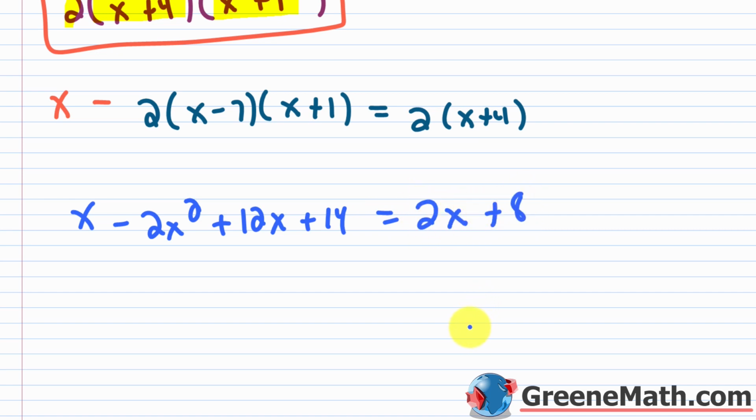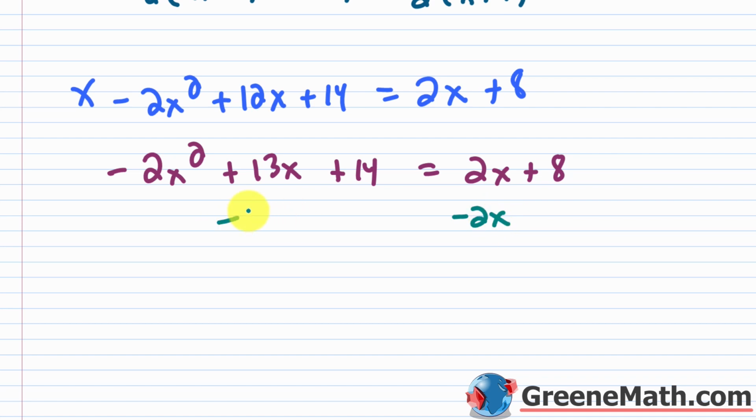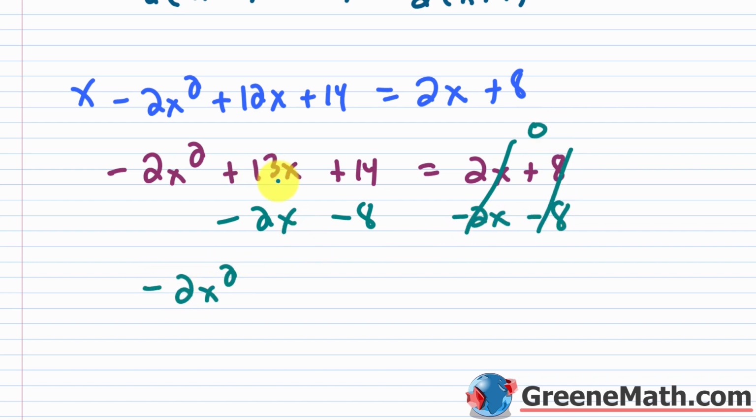Okay. Now thinking about simplifying here, on the left-hand side, I have x plus 12x. That's going to be 13x. So let me write negative 2x squared, and then basically plus 13x, and then plus 14. And this equals your 2x plus 8. I'm going to subtract 2x away from each side. We'll cancel that. I'm going to subtract 8 away from each side. We'll cancel that. So this is 0. So you're going to have negative 2x squared. And then 13 minus 2 is 11, so plus 11x. And then 14 minus 8 is 6, so plus 6.